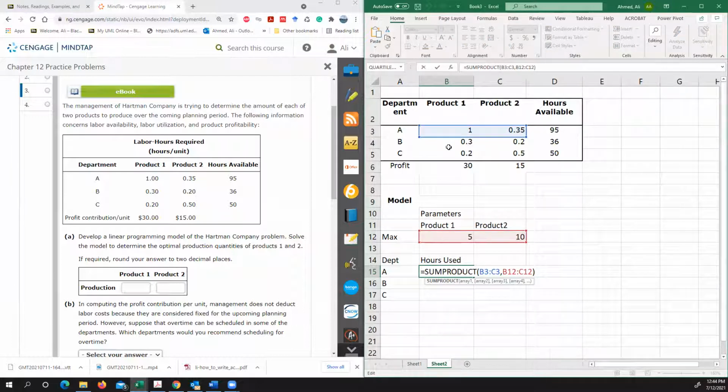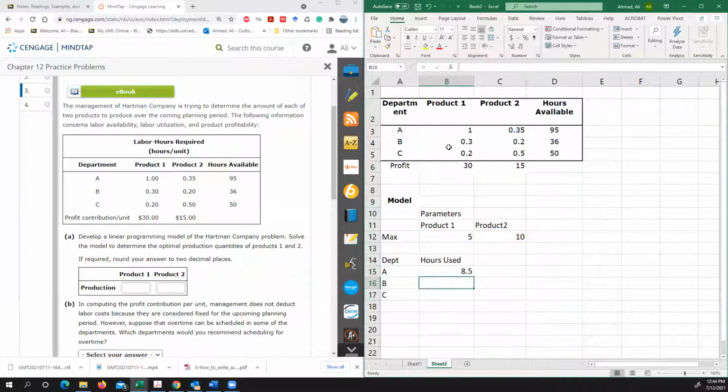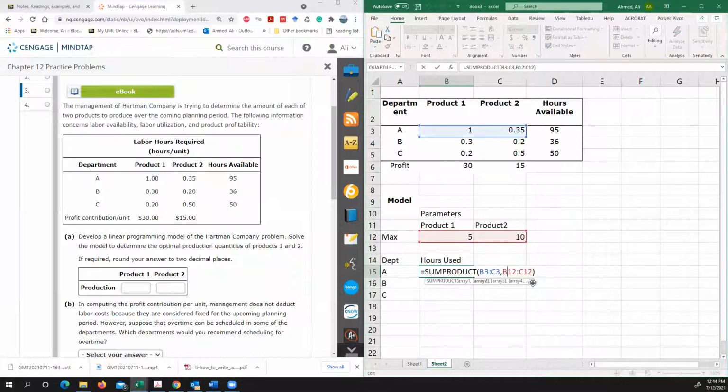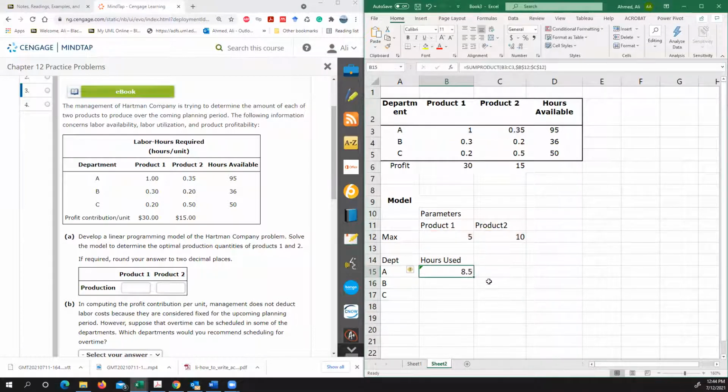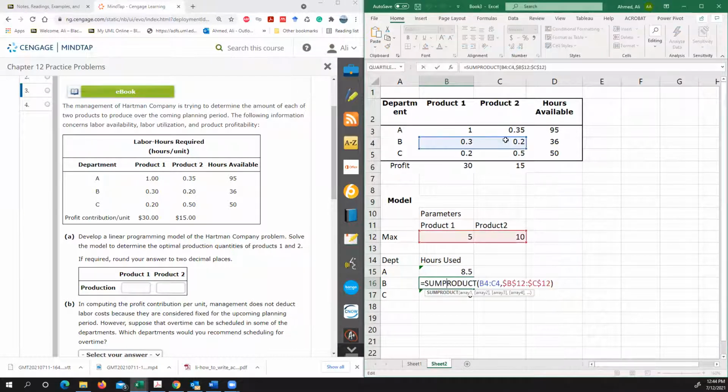We can just see how many hours are needed to produce, and then once I have that, I can just see how many I'm producing. To do this, I can just drag this down, but I have to make this one constant. So I can make B12 and C12 constant by pressing F4 on my PC. I can go like this. So this time, these cells have been selected, and the same two cells are from here.